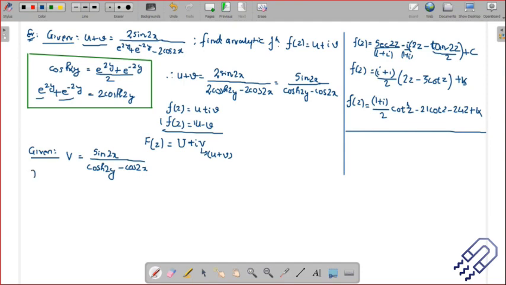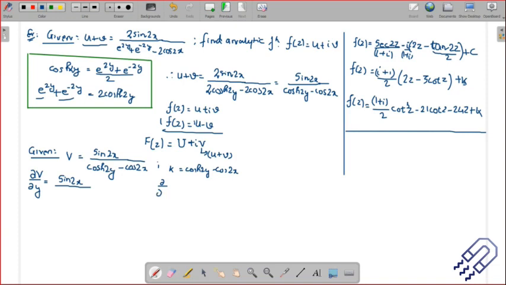This is probably the first mistake for some of you. Del v del y would be the first function and not del v del x. So you can use the substitution method, taking sine 2x divided by k. I hope all of you remember this. If I do just one step here, k is equal to, let's say, cos hyperbolic 2y minus cos of 2x. Sine is there, let me not consider this.